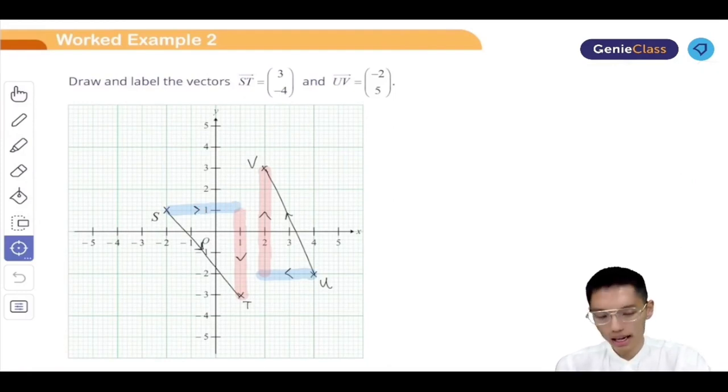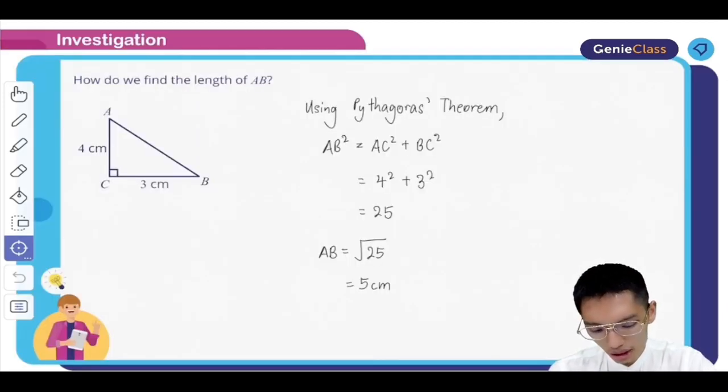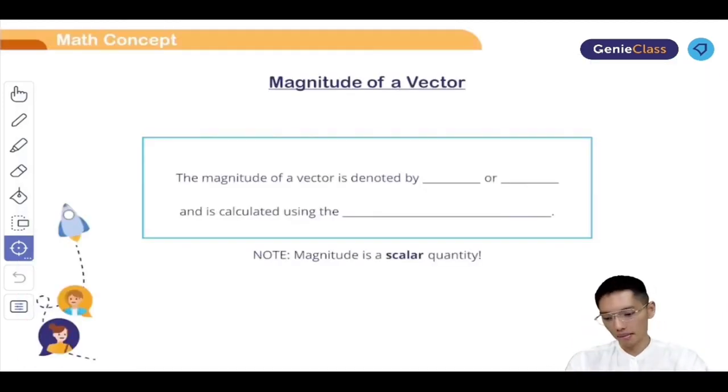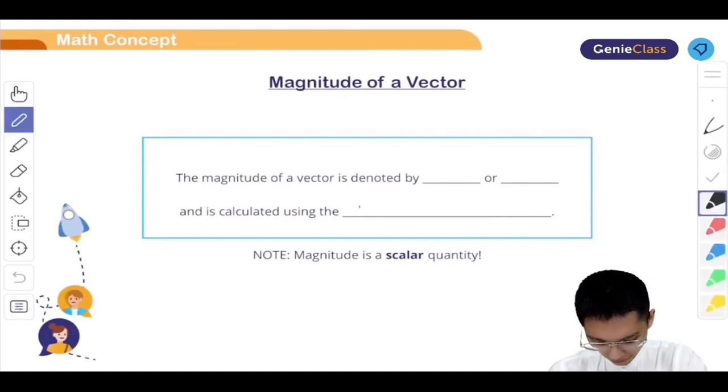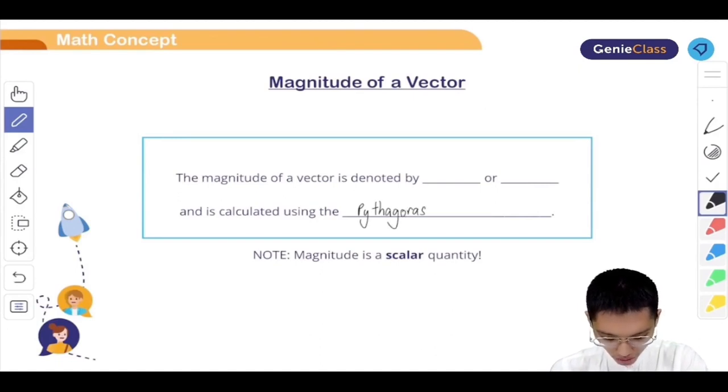XY, XY. It's always going to form a right angle triangle. So therefore, what we are doing here, the length of the line segment, is essentially using Pythagoras theorem. That is what we have done so far. And there are two notations for it.